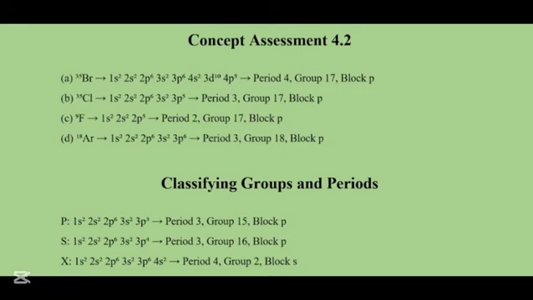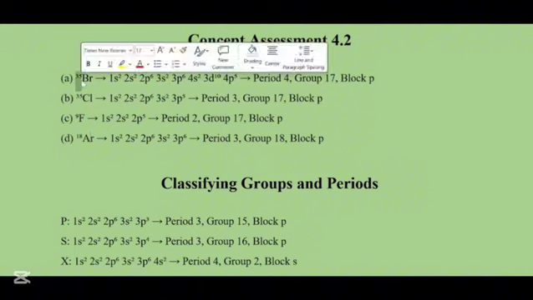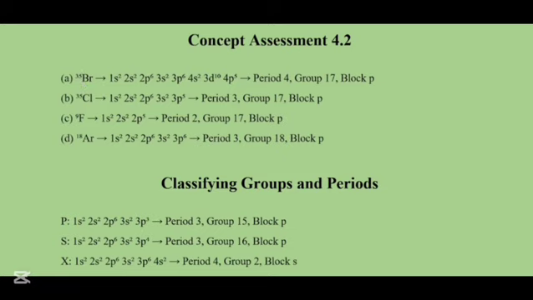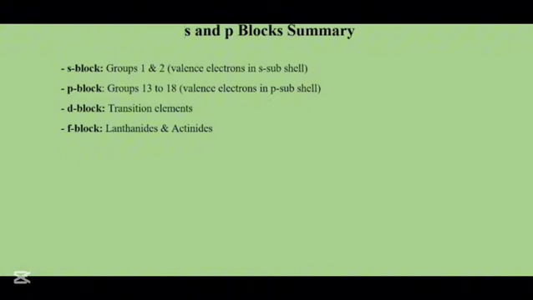Now as you can see, we have bromine, we have chlorine, we have fluorine and we have argon. If you want to find the electronic configuration of these elements, you can do so by having the atomic number. As you can see, 35, 17, 9, 18. So if I want to find the electronic configuration, you will follow the same steps as you did above, and you can check which block it is in, which period number it is in, and which group number it is in.